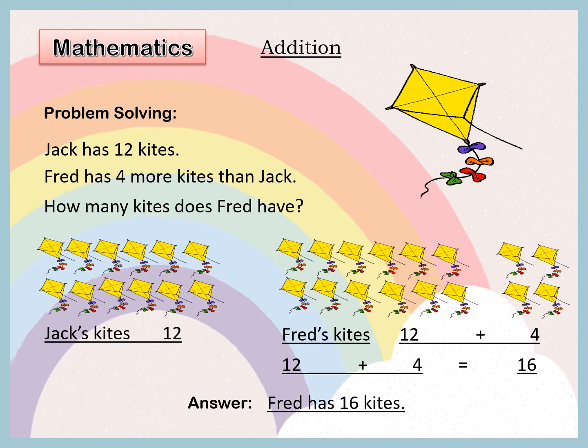So Jack has 12 kites, but Fred has 4 more kites than Jack. So Fred has already 12, and we are going to add another 4 kites because of the word more. Okay? Remember the word more. So who has more kites? Is it Jack or Fred? Very good. So Fred has more kites than Jack. Okay? Now let's proceed to the second example.